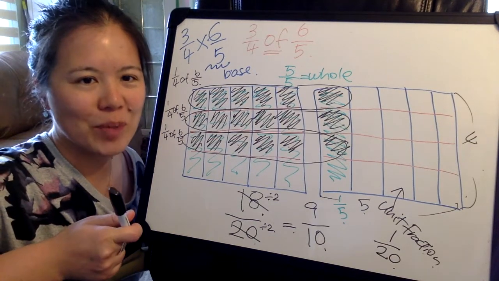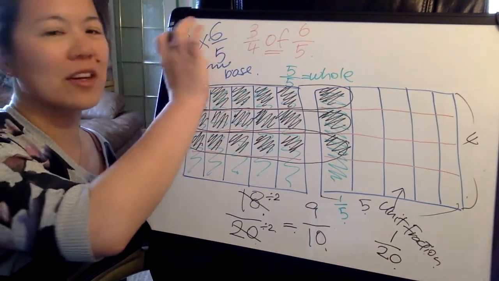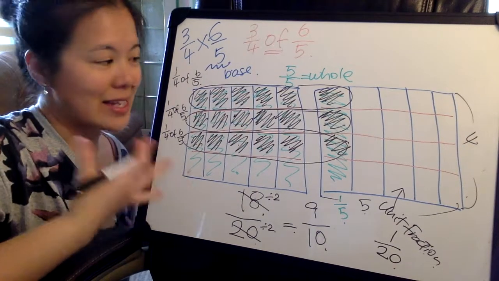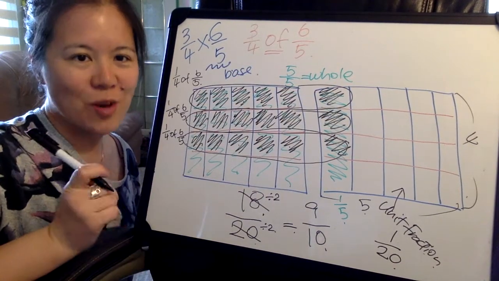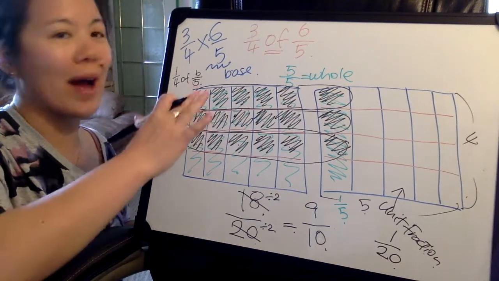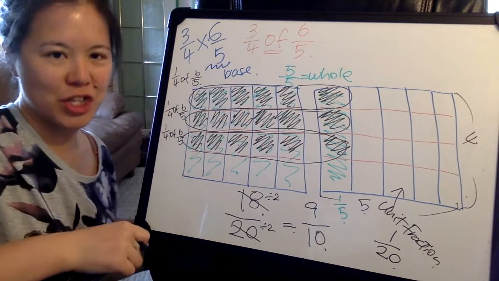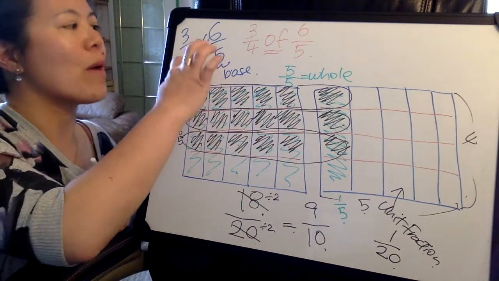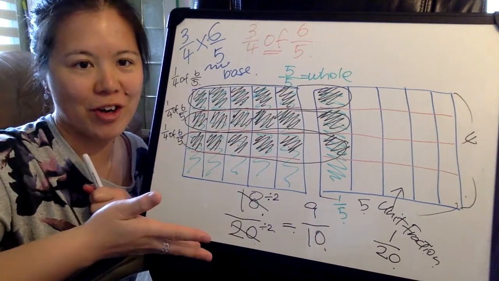Now I'm going to ask you, do you think I can flip these two and still represent this calculation? I'll be back to show you what happens when we flip these two, and I'll also come back to show you that we can do the same thing when both of the fractions are bigger than 1.